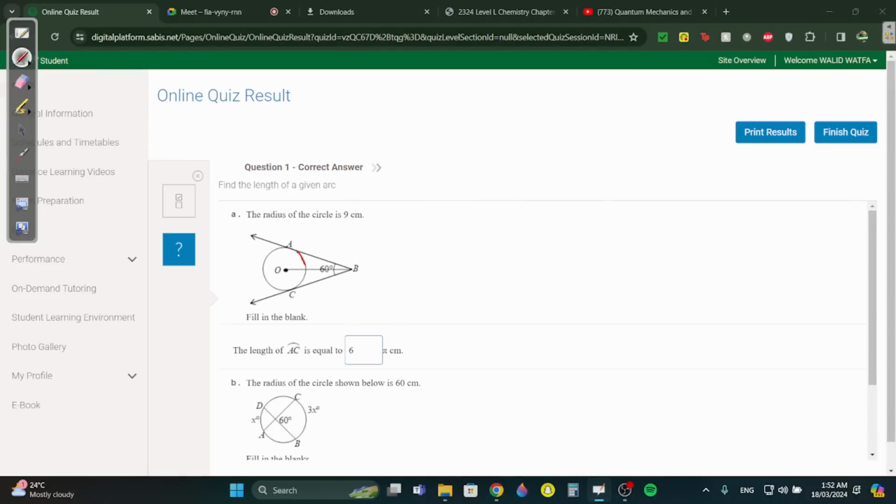So they want the length of this arc. You need the angle. They said the radius is 9. You need the angle if you want to find the length of the arc. If they give you a question like this, I'm going to give you the formula to find the angle. It's 180 minus this angle over here, so in this case 60. So the angle of the arc is 120.